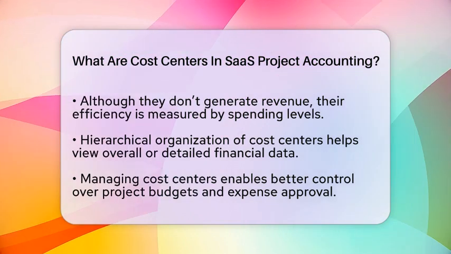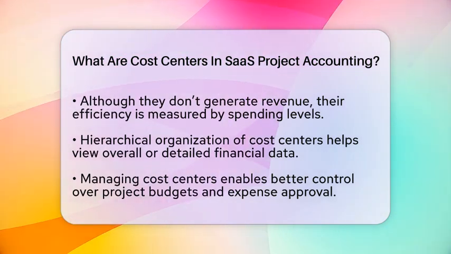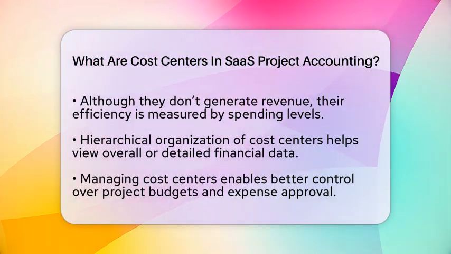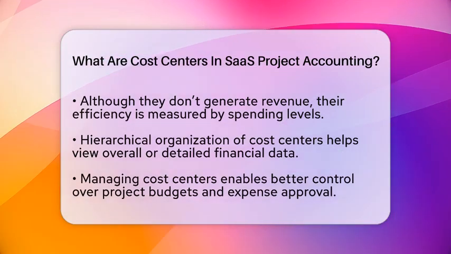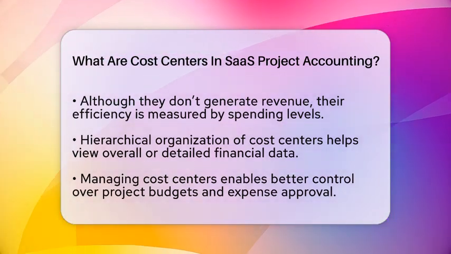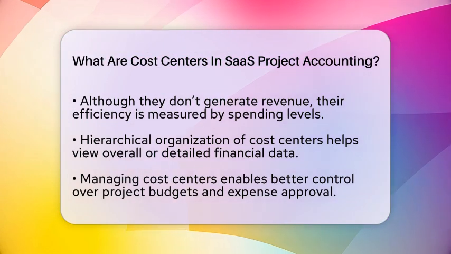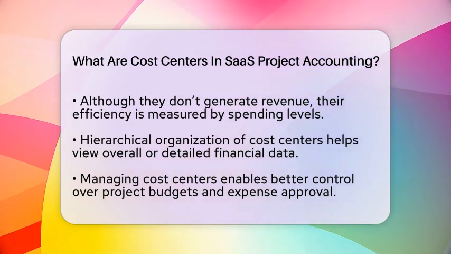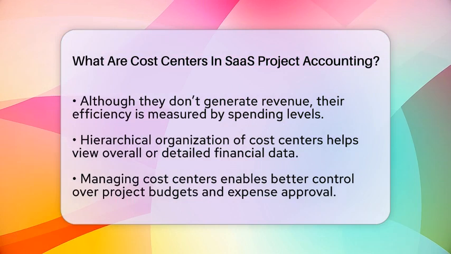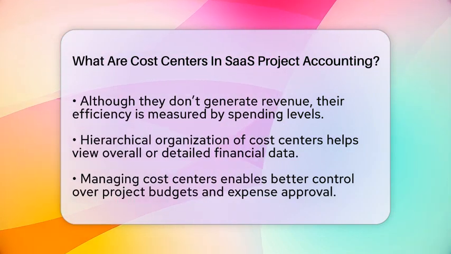If a department is spending more than it should, that's a sign to look for ways to cut costs or improve processes. Hierarchically, organizations often organize cost centers from broad departments down to smaller teams, so they can see the big picture or zoom in on specific areas.